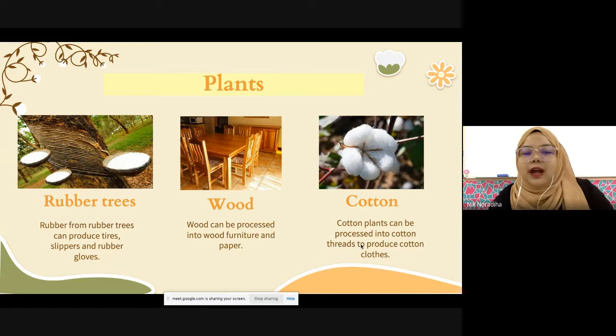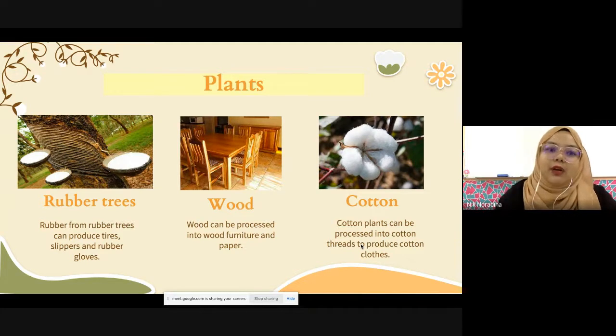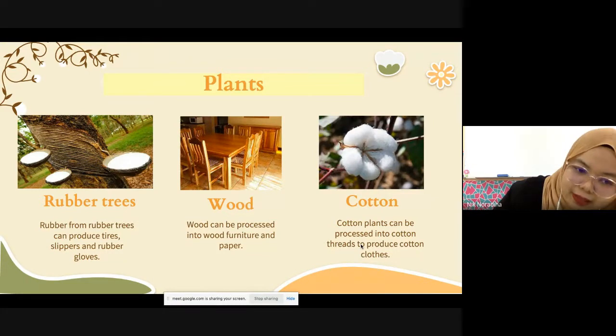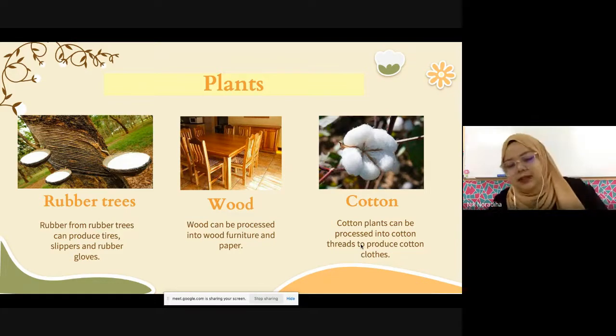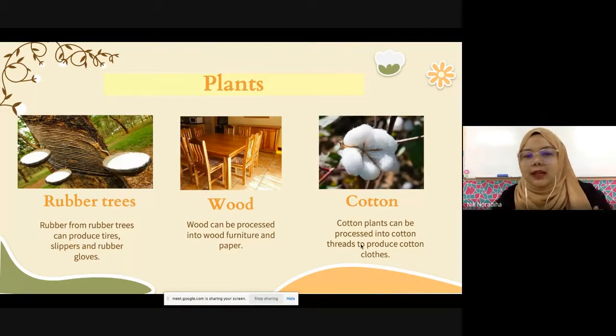Okay? So the rubber that they get from the rubber trees will be processed to produce rubber bands, to produce tires. Your parents' car tires are made up from rubber. Then slippers, we have many kinds of them.